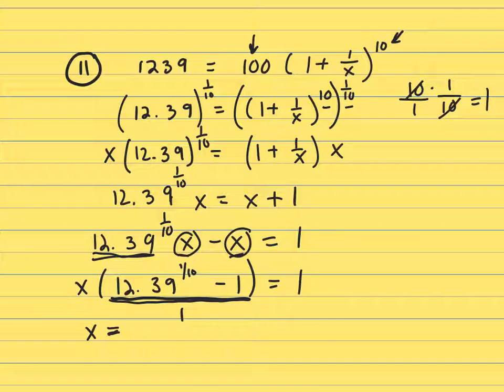And that's going to be 1 over 12.39 to the 1/10 minus 1. I'm going to use my calculator and round to 2 decimal places. That gives me 3.49.